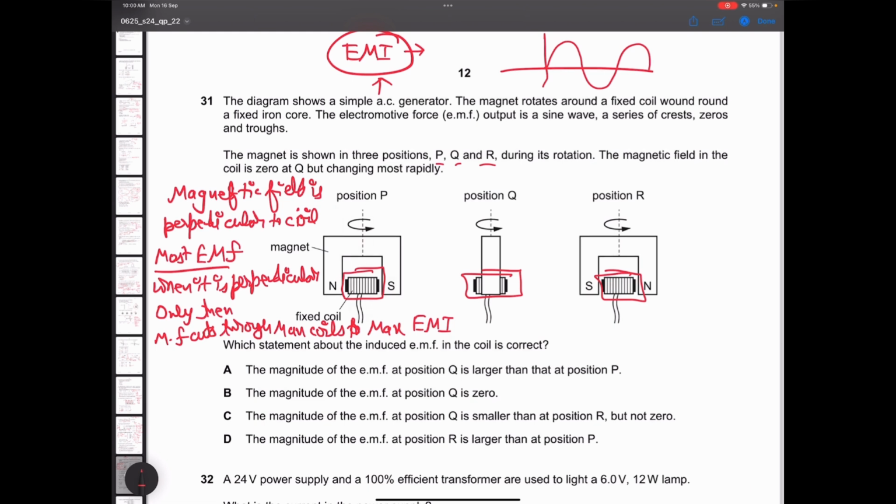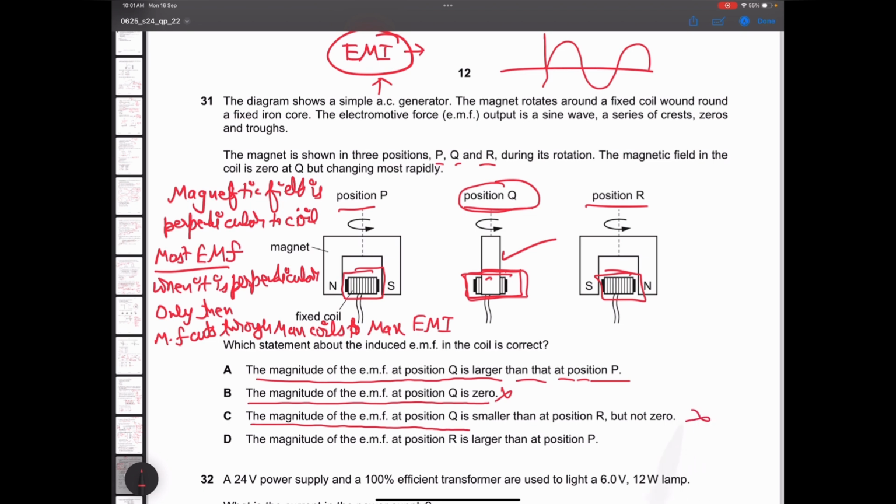Now, out of these three options, in which one is the magnet perpendicular to the coil? See, the coil is horizontal, but the magnet is inwards. So this looks like a perpendicular arrangement. So, most likely, position Q will have the highest EMF. The magnitude of the EMF at position Q is larger than that of position P. The magnitude of the EMF at position Q is 0? No, it is not 0. The magnitude of EMF at position Q is smaller? It is not smaller.